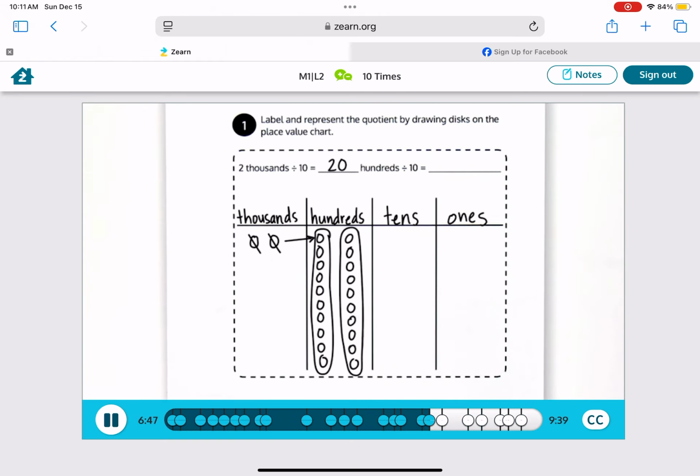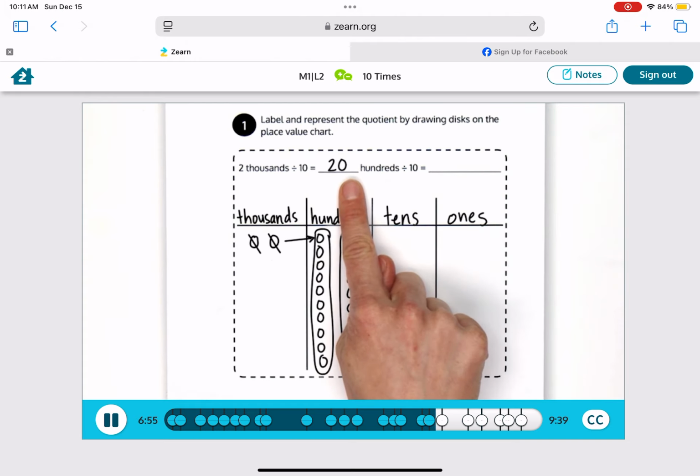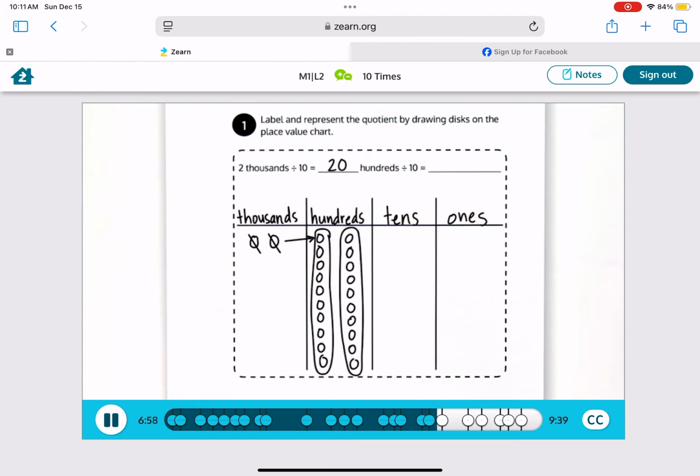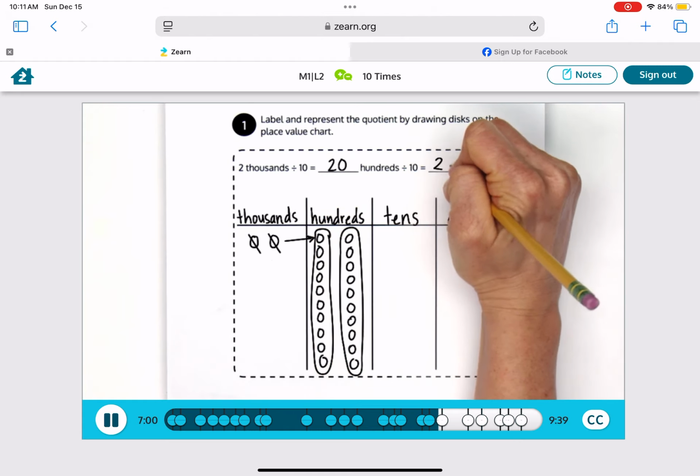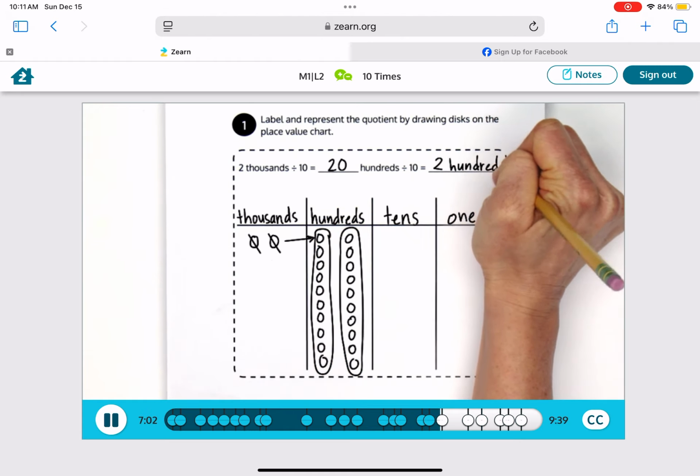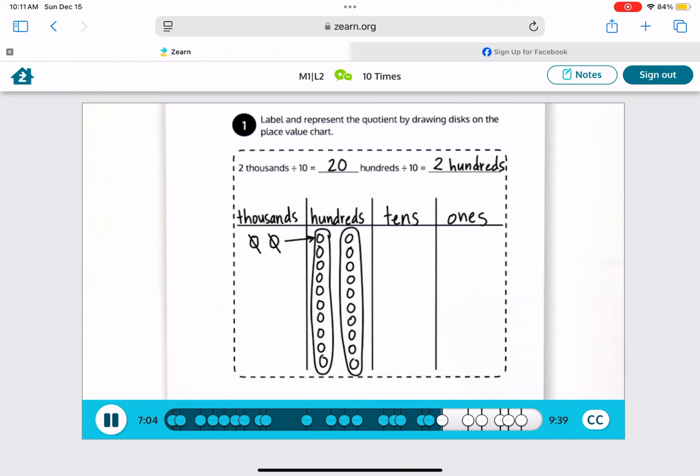How many groups of 10 do we have in 20 hundreds? There are 2 groups in the hundreds column, so that's 2 hundreds. That means 20 hundreds divided by 10 equals 2 hundreds. Your turn.